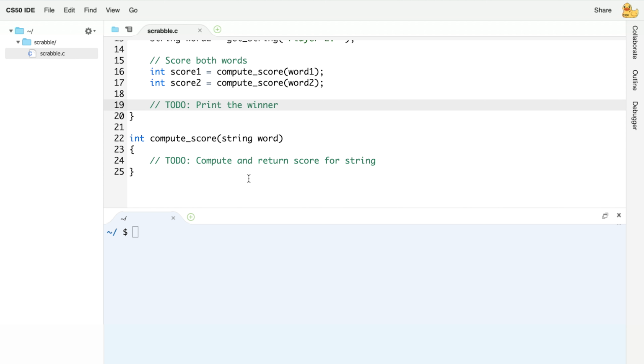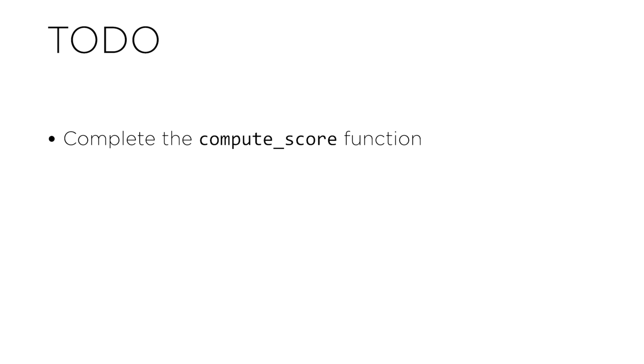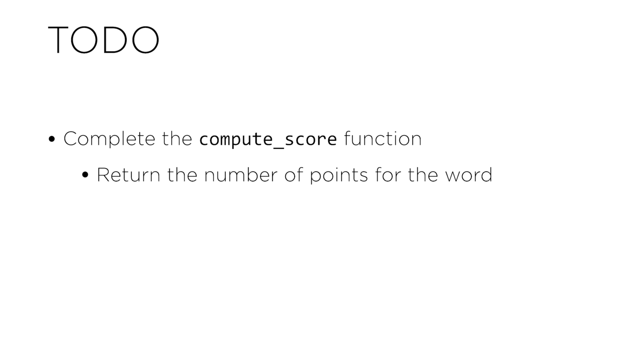The other piece of this program that you'll need to write is this compute_score function. This function takes a word as input, which is of type string, and returns an int representing the score for that particular word. And you'll likely want to compute that score by iterating over all of the characters in the word, and for each of those characters, figuring out how many points that character is worth. So in summary, here's what you'll need to do. First, complete the compute_score function, returning the number of points that would be given to any particular word.